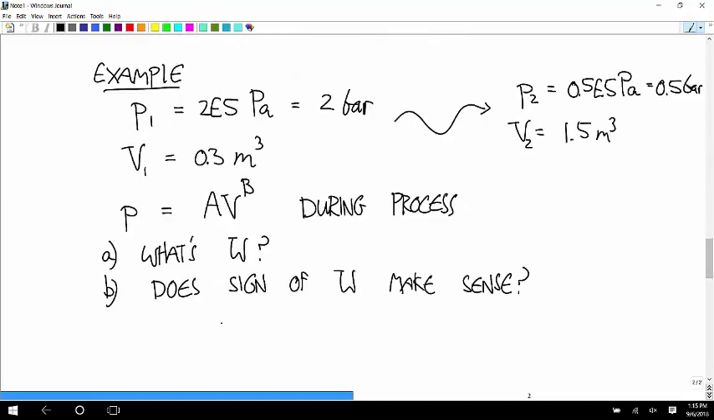Okay, so first of all, let's figure out what we expect from the sign. What's the sign of work going to be, and how do you know? It's just a simple matter of whether the gas contracts or expands. If the gas expands, you're going to have a positive W. If it contracts, you're going to have a negative W. It's as easy as that. So we start small and end big, so W has to be positive.